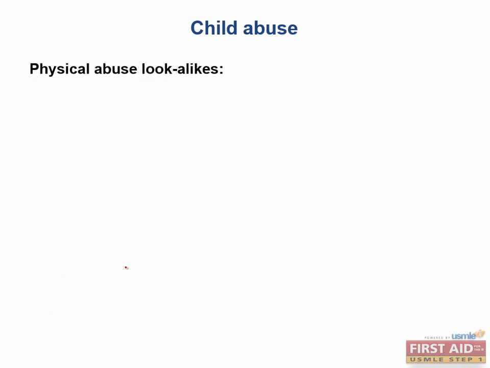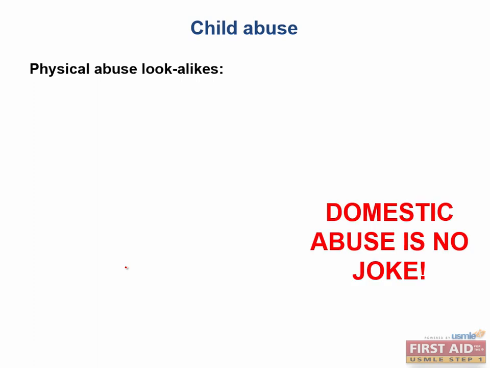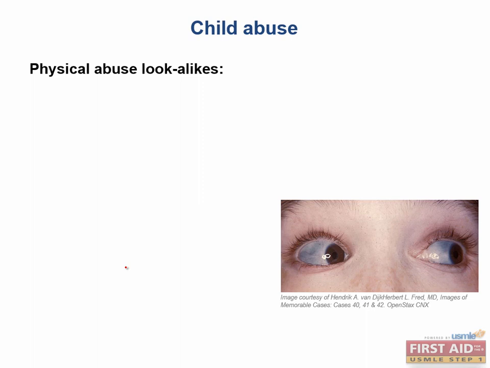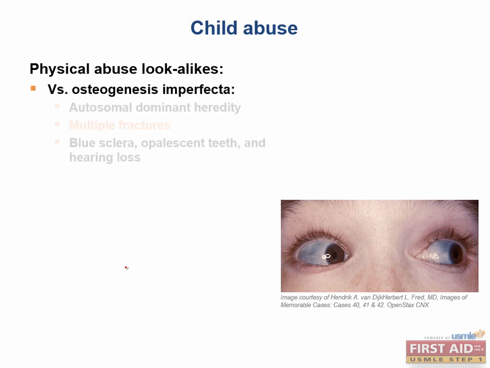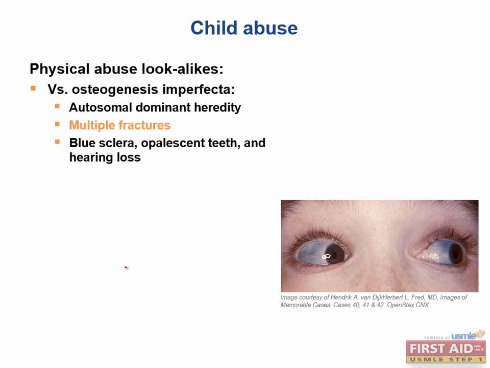So I told you that multiple fractures in different stages of healing is pretty suspicious for ongoing abuse. But what if I told you that the kid and his mother kept coming to the ER with multiple fractures from, quote-unquote, tripping and falling? Okay, that's a bad example, I guess. What if I told you that both of their eyes actually look like this? This is most likely to be osteogenesis imperfecta, an autosomal dominant disorder that results in fragile bones, but can be distinguished from abuse by blue sclera, heredity, opalescent teeth, and hearing loss.